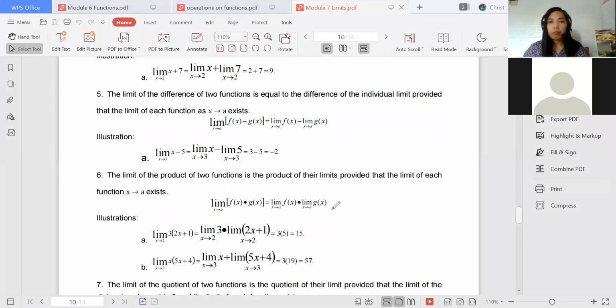Wala rin naman siyang restriction kasi ito naman ay polynomials din. 3 times 2x plus 1. I mean, walang restriction, hindi naman siya rational as x approaches 2. So, pwedeng isimplify nyo muna. So, 3 times 2x, it's 6x. 3 times 1 is 3. Then, get the limit of 6x plus 1 as x approaches 2. So, therefore, we will have the limit of 6 times 2, it's 12 plus 1.